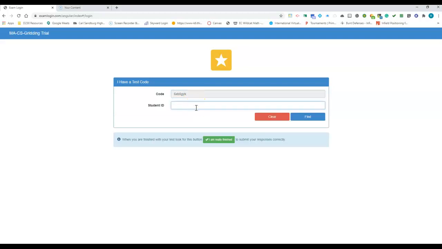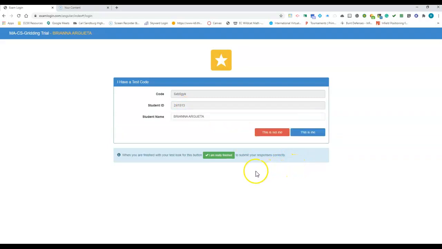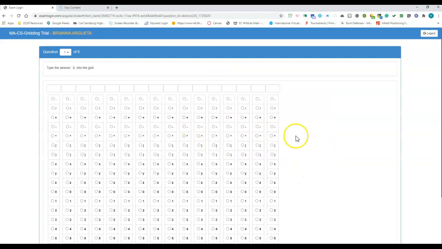All right. So then once you have that, next, you're going to type in your ID number, and you're going to click Find. Now, your name should pop up. Verify it's you. Then it's going to take you to the exam.